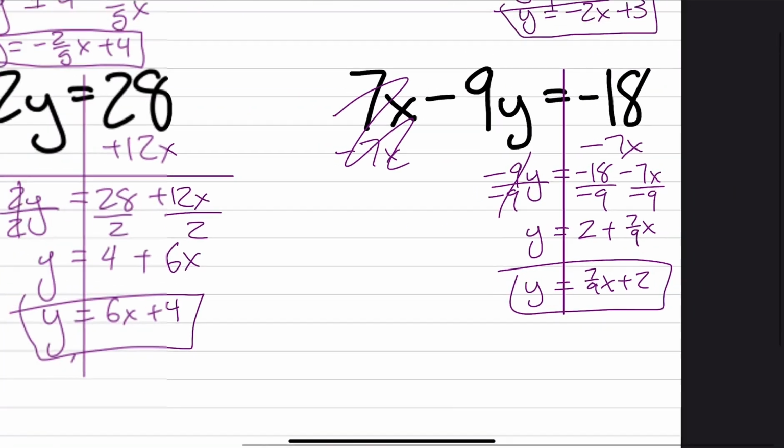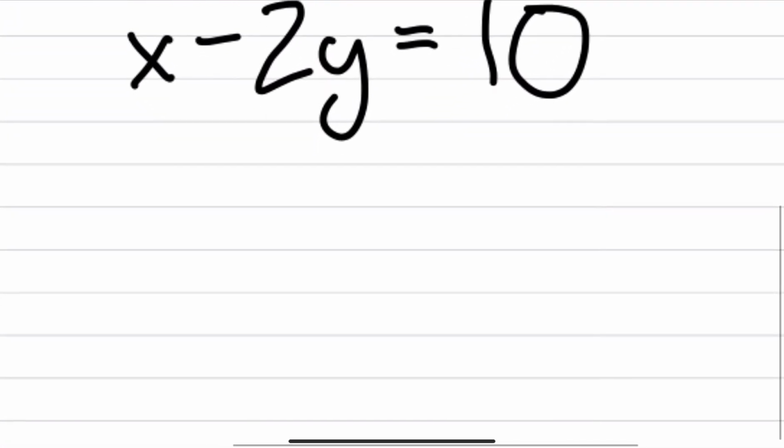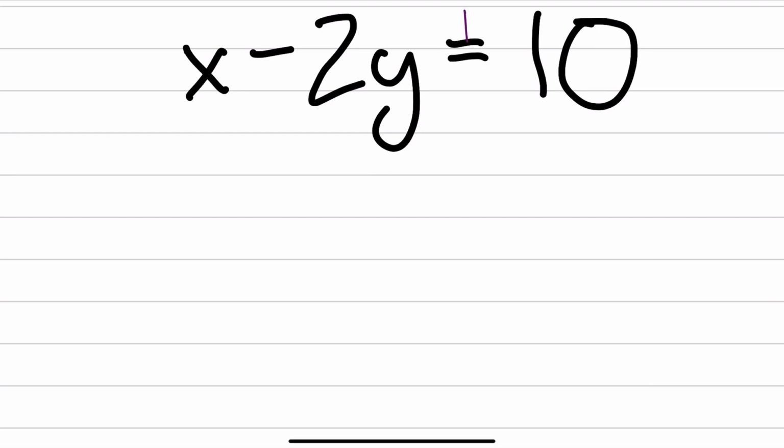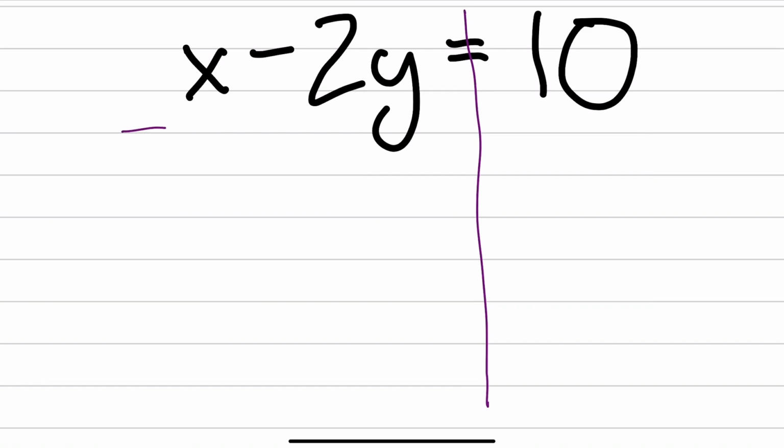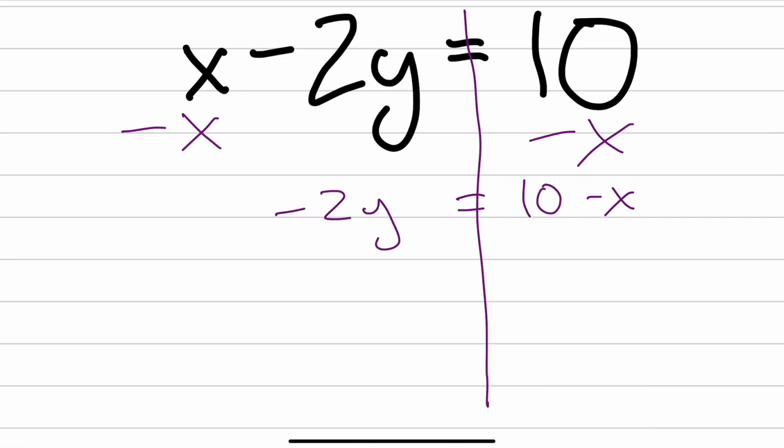All right, one more. That will be our last one here. Split it up. Move our x term first. Okay, so we have a positive x. I'm going to subtract x from both sides. So we have a negative 2y equals 10 minus x.